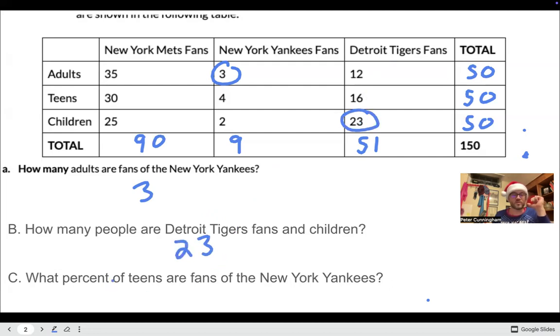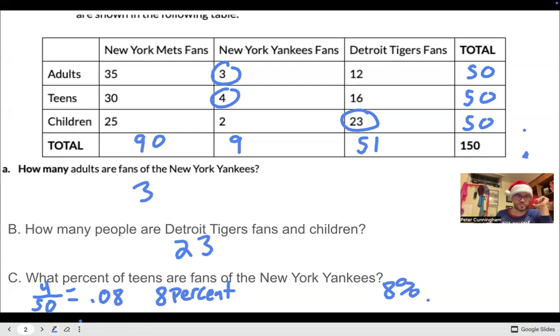Not much work yet. Now we have some percent of teens who are fans of the New York Yankees. So we've got to think, okay, this only asks about teens. There are 50 teens. There's my denominator. And then we have four, right here. 4 out of 50 would give me 0.08, which is not 80%. It is 8%. That's like having 8 out of 100 as opposed to 80 out of 100. So make sure you know the difference between 8% and 80%.